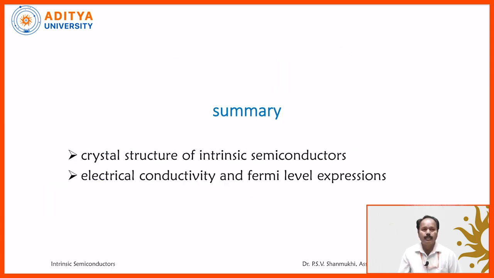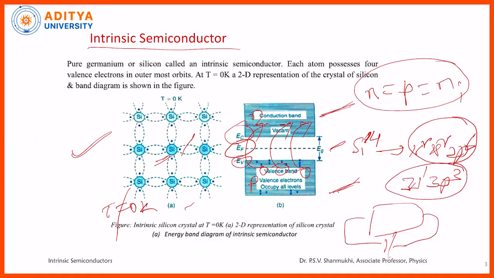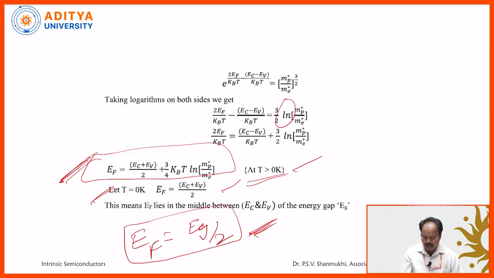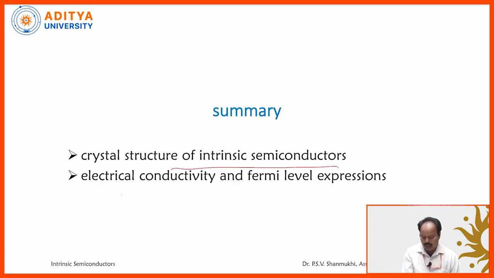So, coming to the summary, in this article what we have seen is the crystal structure of an intrinsic semiconductor. This is the crystal structure of either silicon or germanium, and how the valence electrons are in the formation of covalent bonding we have seen. And corresponding to that, we have seen the energy band diagram. Later, we have derived the expressions for electrical conductivity and also the Fermi energy level expressions.